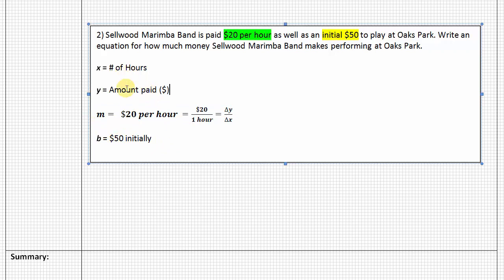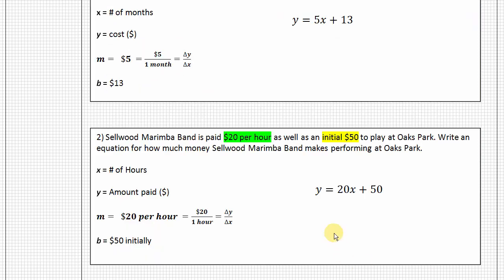So all we have to do now is write our equation. An equation that we could use to represent how much money the Selwood Marimba Band makes performing at Oaks Park would be y equals 20x plus 50.